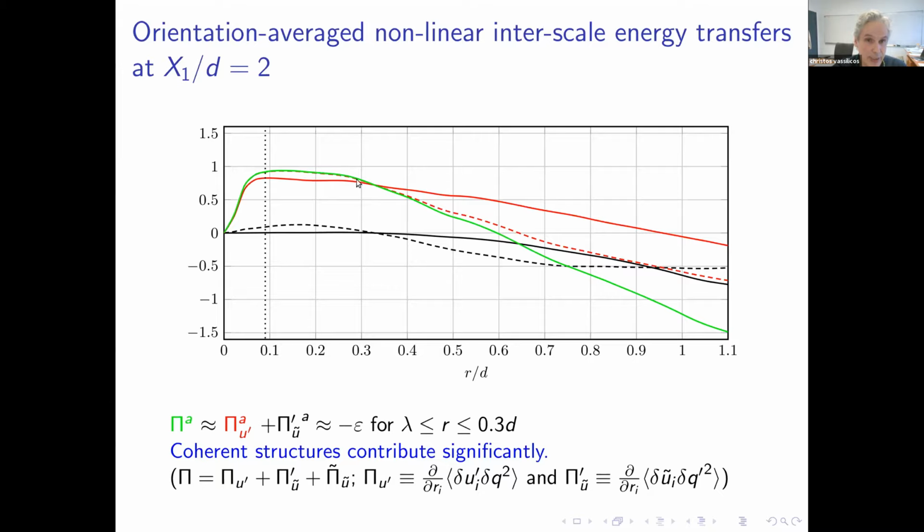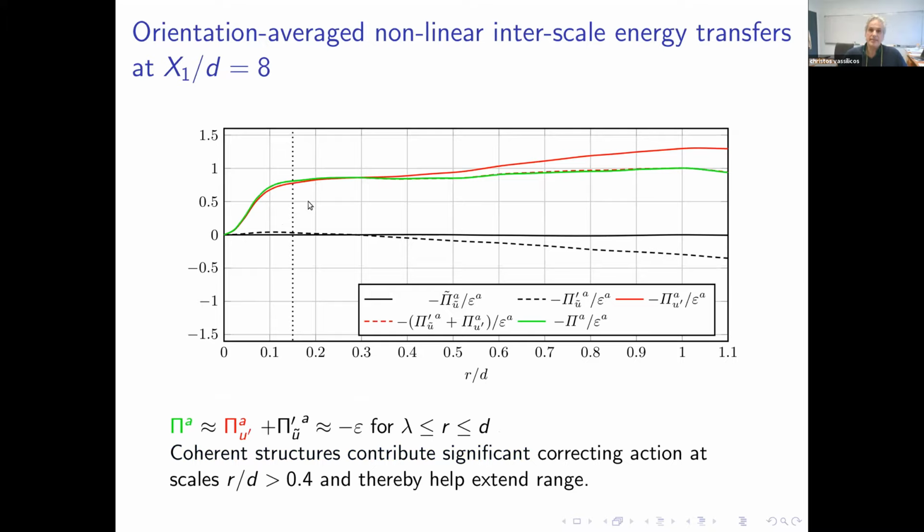This term here is interscale transfer of fluctuating incoherent energy by coherent velocity fluctuations. And they actually help to bring it closer to one and closer to a constant. And actually, when you go further away, you can see the differences. Again, the importance here for this constancy and this closeness to Pi equals dissipation of the coherent motions are at least on two accounts.